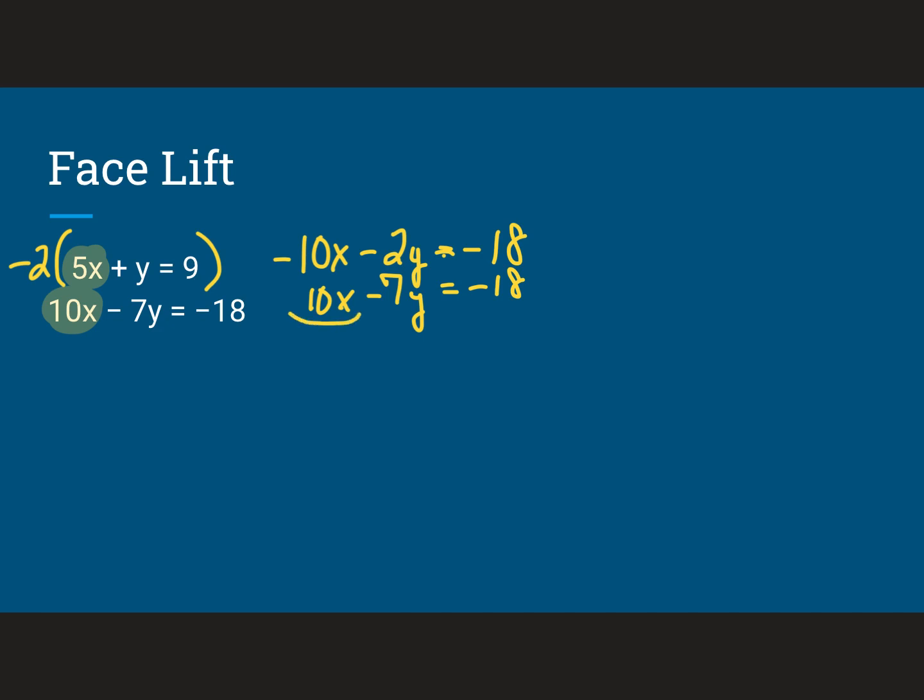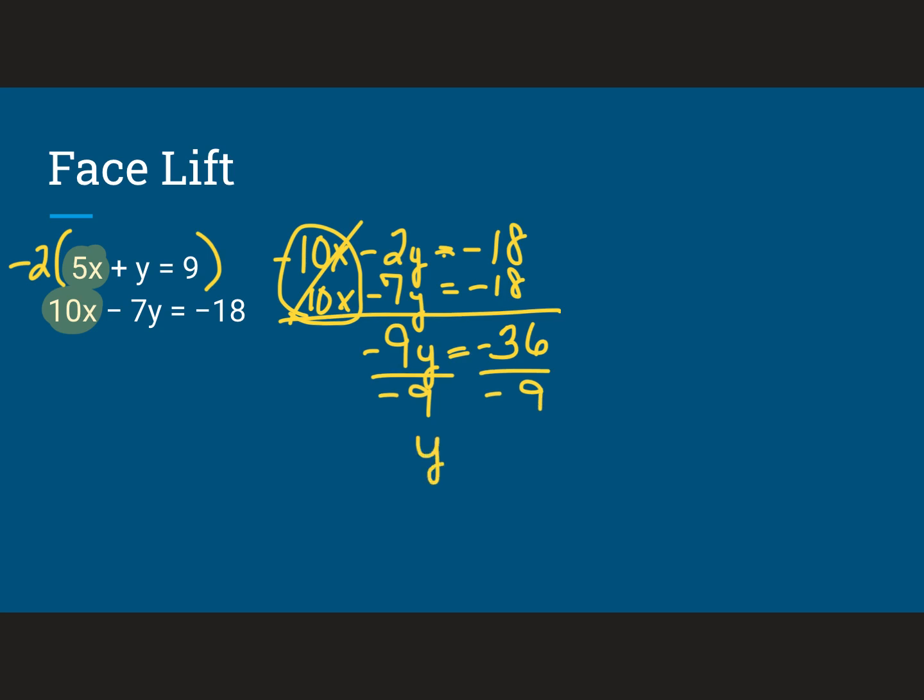So when I add these, that one is going to go away. I'm going to be left with negative 9y equals negative 36. I can divide both sides by negative 9. And I simply get y equals 4. Again, I don't have all of my answer. I've only got part of it. So I need to choose one of the equations. We use the top one.